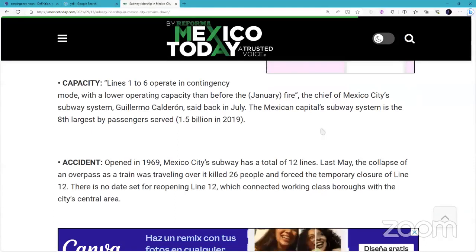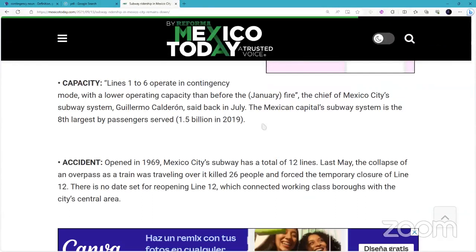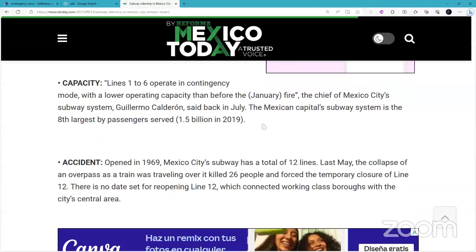Capacity. Lines 1 to 6 operate in contingency mode with a lower operating capacity than before the January fire. The chief of Mexico City's subway system, Guillermo Calderón, said back in July.